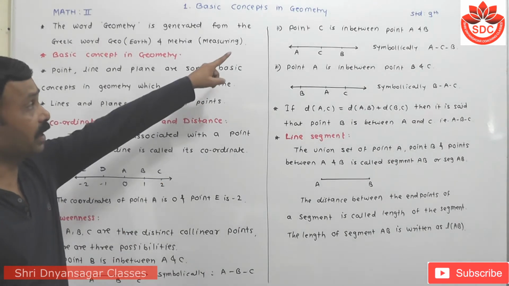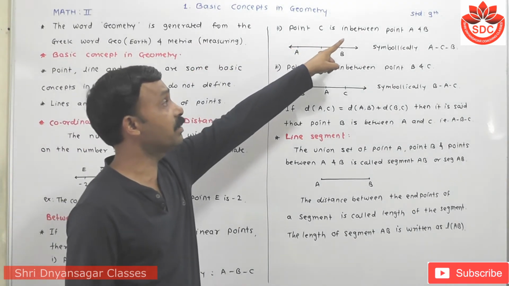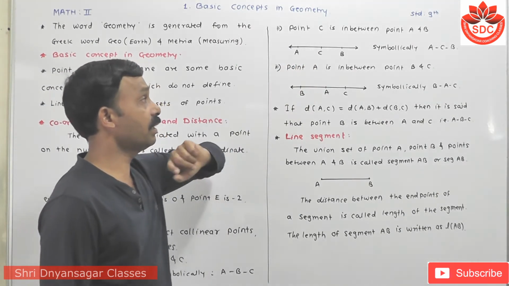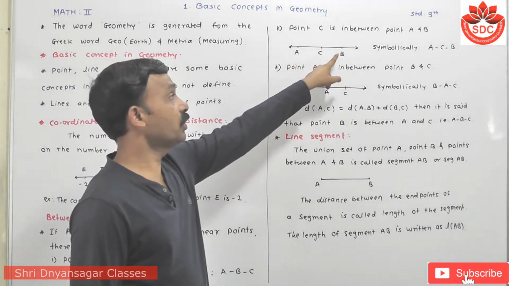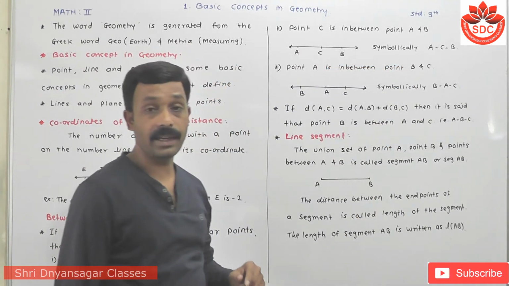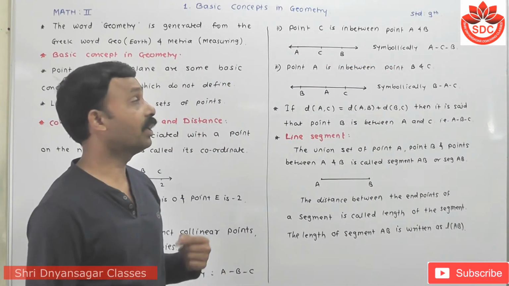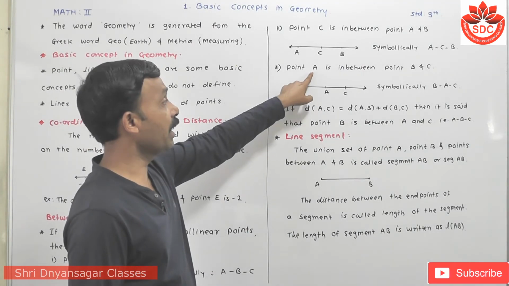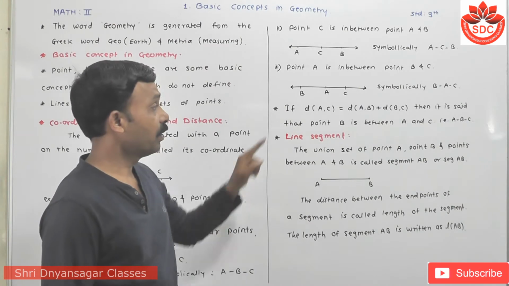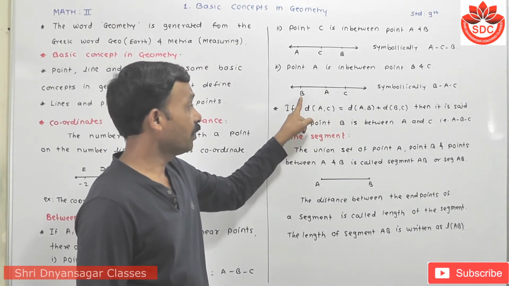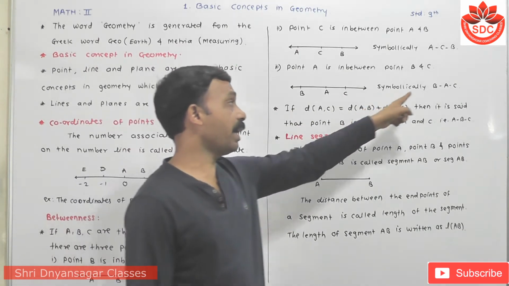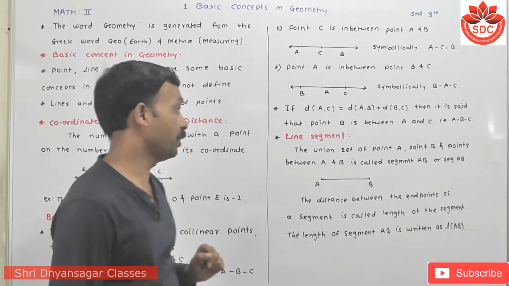The second possibility is point C is between A and B. This line shows A-C-B. Symbolically we write A-C-B. In the third case, point A is in between B and C. Draw the line. The point A is in between B and C. Symbolically we write B-A-C.